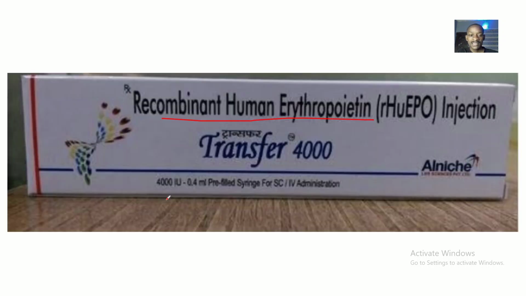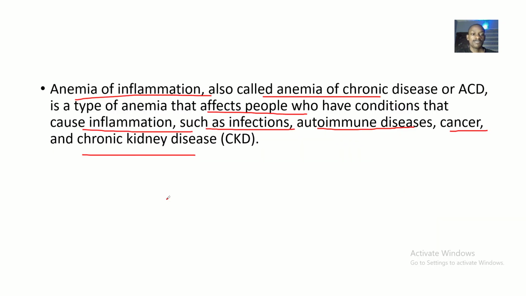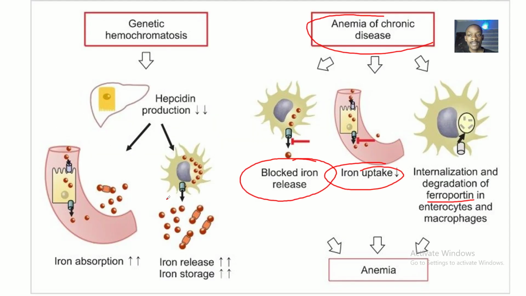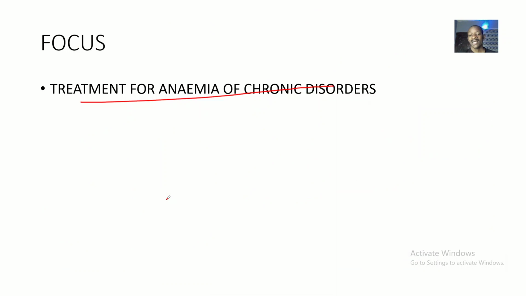I showed you guys a label of recombinant human erythropoietin injection. And this is basically how to treat anemia of chronic disorders, also known as anemia of inflammation, also known as anemia of chronic diseases. It has so many names. So this is basically how to treat anemia of chronic disorders or chronic diseases or anemia of inflammation. So see you guys in the next tutorial, and bye for now.